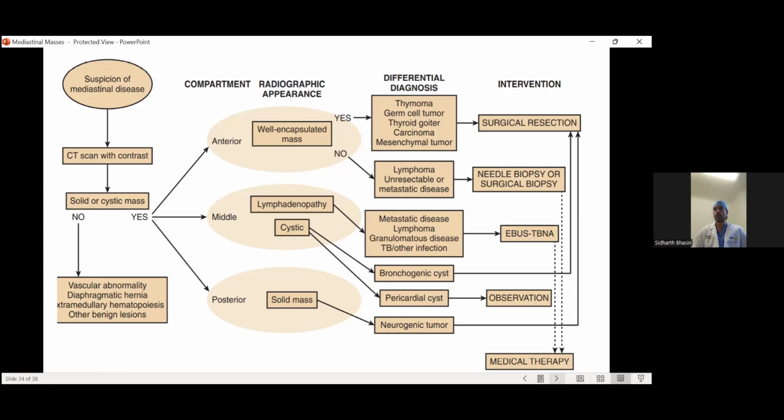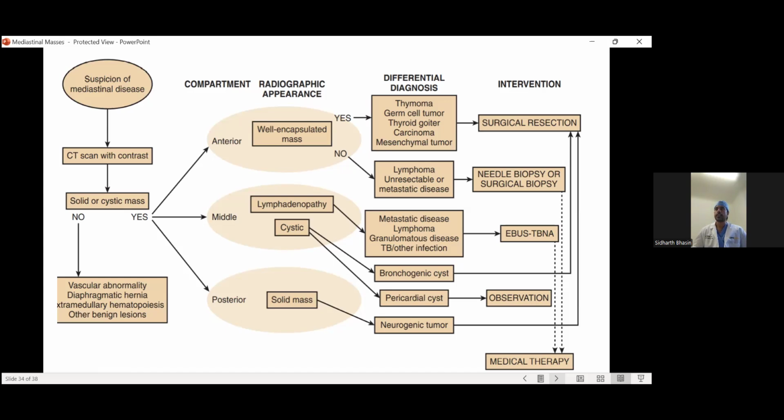But if you see a solid or a cystic mass, you can try and divide it into an anterior, middle, and posterior compartment. For the anterior compartments, if it's well encapsulated, it's typically a thymoma, a germ cell, thyroid goiter, carcinoma, or mesenchymal tumor. They are better to be just resected straight away, especially if it's symptomatic.